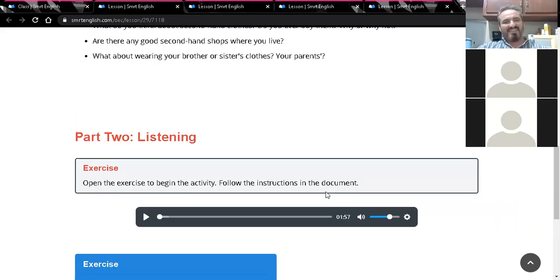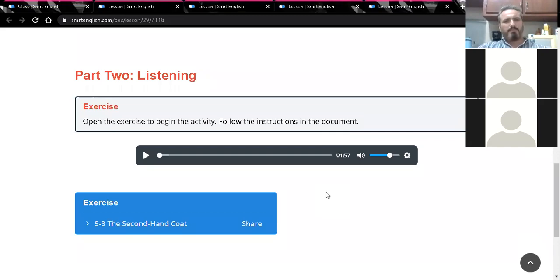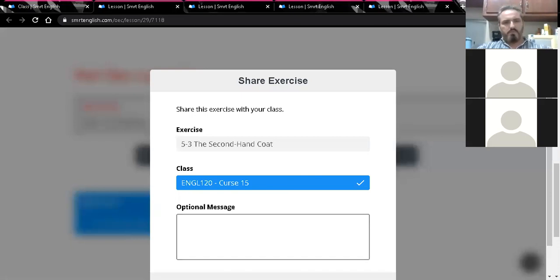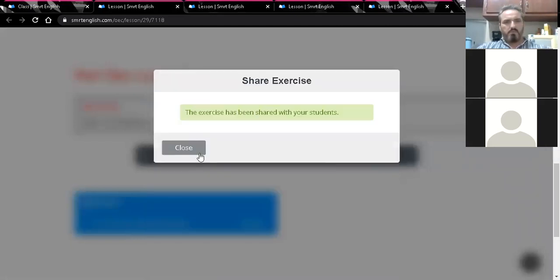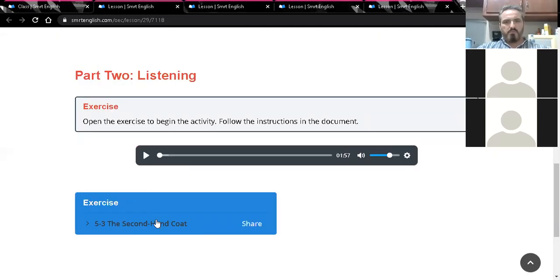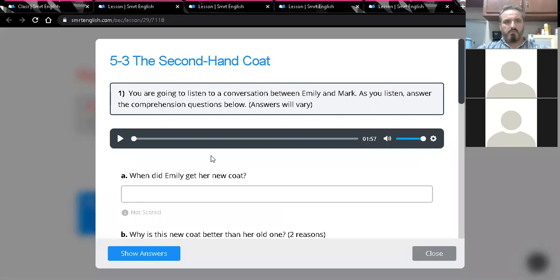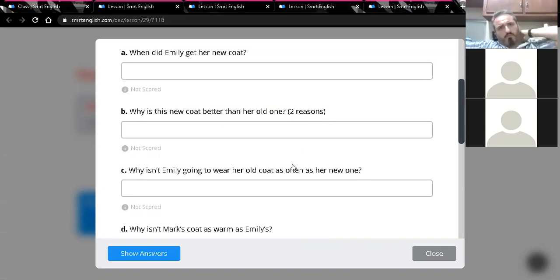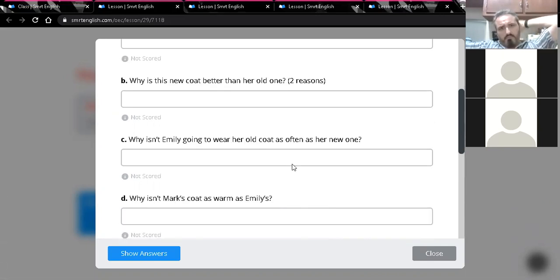Okay. Now it says in here, open the exercise to begin the activity and follow the instructions in this document. Okay, I'm going to share it with you. It is sent, so you're able to open it. And then I'm going to open it here and it says, you are going to listen to a conversation between Emily and Mark. As you listen, answer the comprehension questions. Answers will vary. Why will they vary? Because maybe you can understand one thing or you can express it in one way, right? So the listening is almost 2 minutes. I'm going to ask you to please try to answer while you listen, okay? I maybe play it twice.